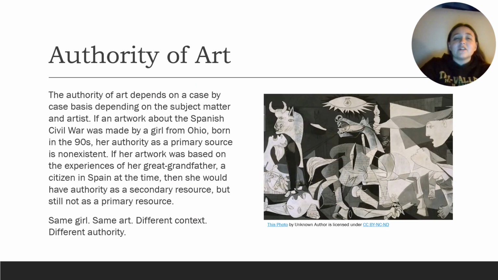The third letter, authority, asks whether or not a person is in the right to create a primary resource. Was that their own experiences, or were they based on someone else's? In my example, the person who made the painting, based on their great-grandfather's experiences, would have the authority to make it a secondary resource, but it wouldn't be allowed to be called a primary resource.